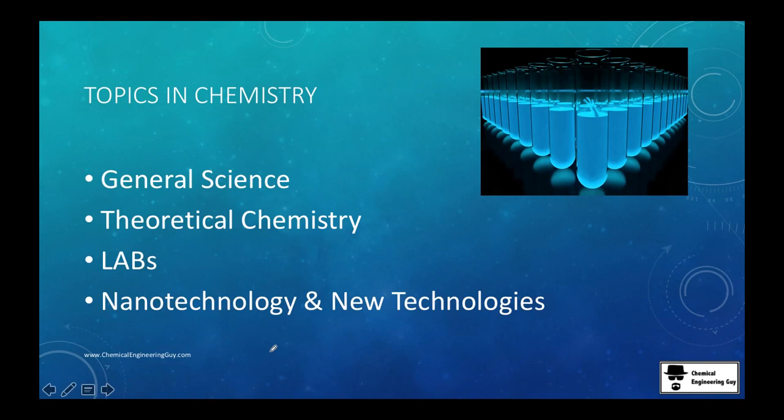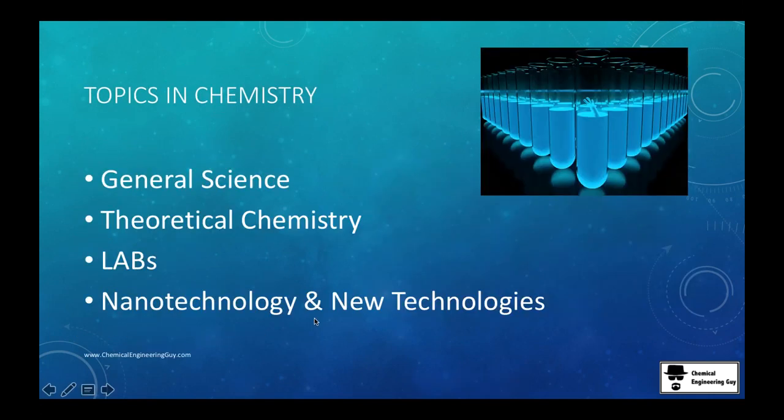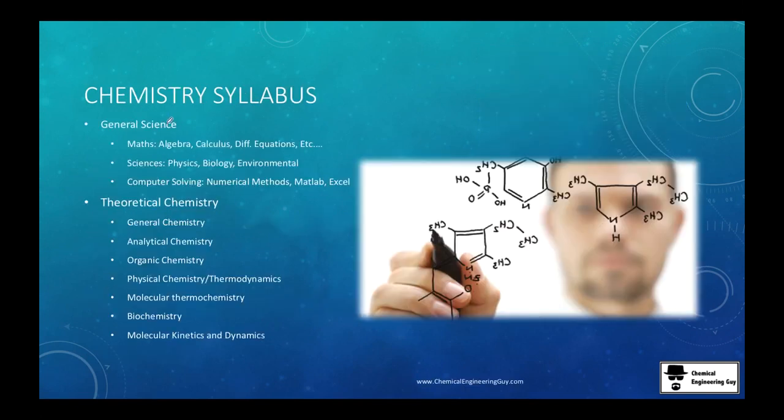Now that was chemical engineering. For chemistry, we have these 4 blocks: general science, theoretical chemistry, plenty of labs, and new technologies, which I like to call nanotechnology, biotechnology, or genetics, whatever you want to call it. So I would say something more applicable, or that has an actual application in real life. So general science is very similar: math, sciences, and computer solving. I would say it's pretty similar to that of chemical engineering.